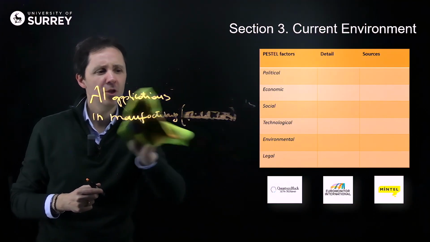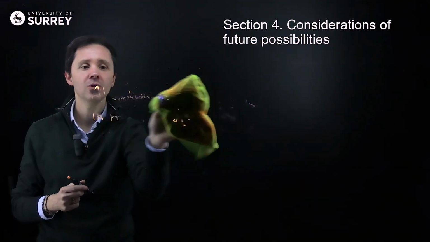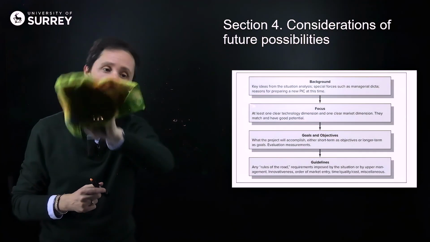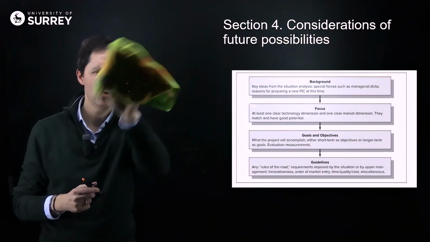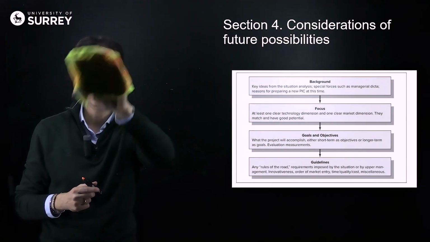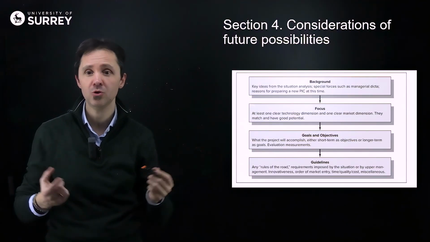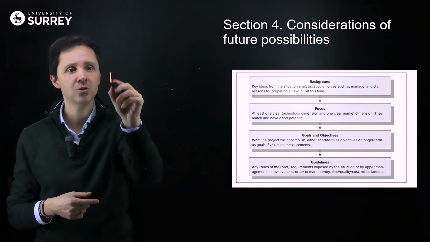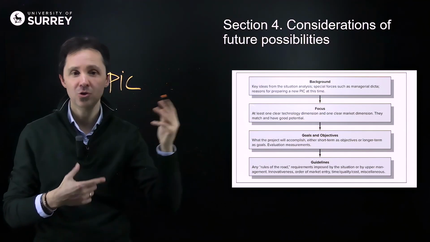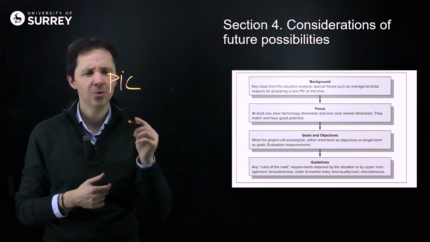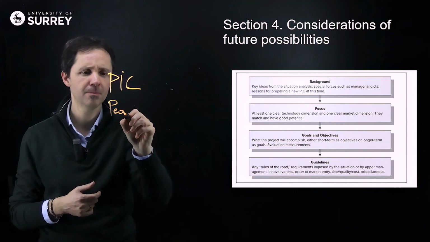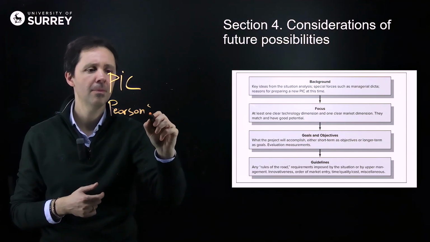And instead, moving on to section 4, your future considerations or future opportunities, you are effectively linking this to your PESTLE analysis. And again, just like section 2, you may wish to use different tools, one of which is the Product Innovation Charter, which you see here on the slide, but also the Pearson's map.